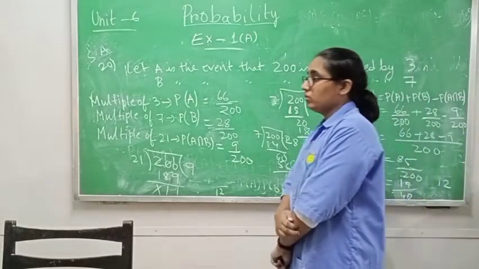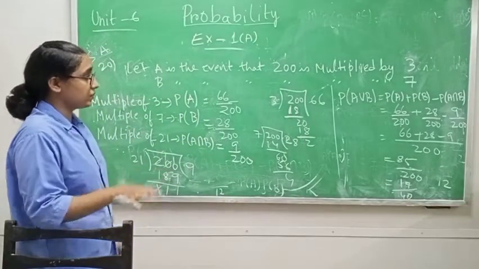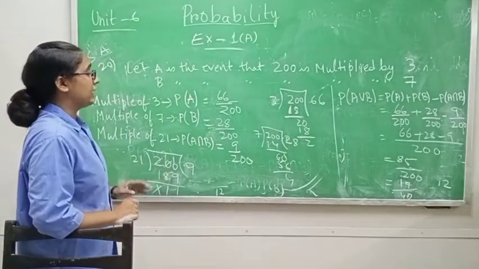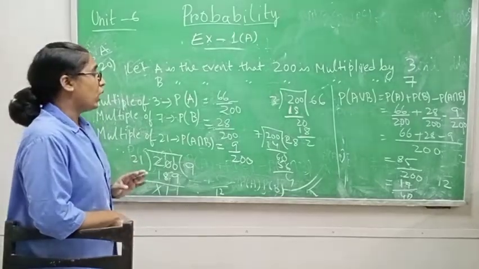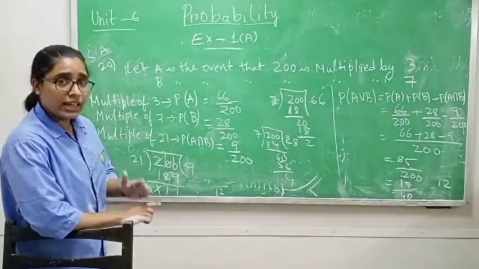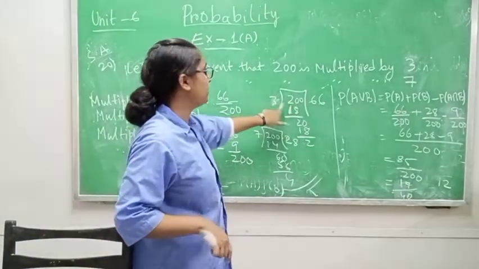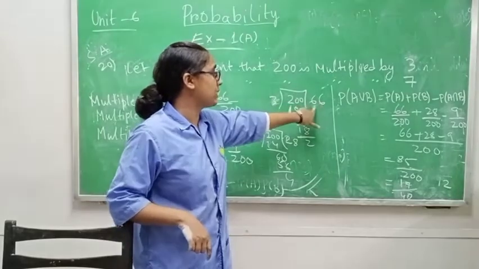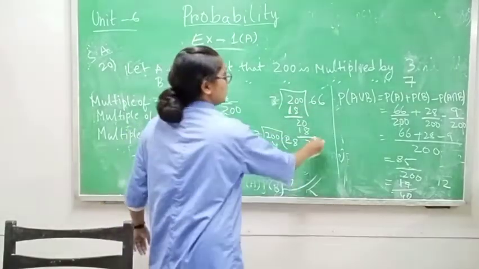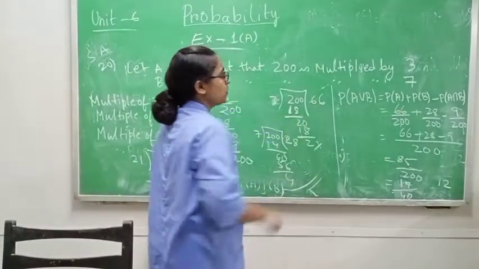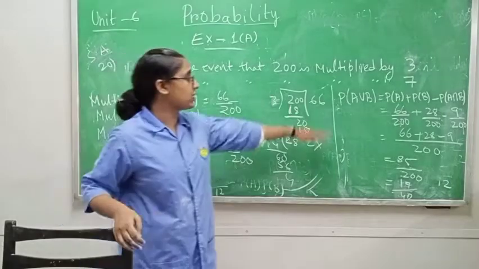Now what will you do? First you have to find multiples of 3. How will you find multiples of 3? How many total numbers are there? 200 natural numbers. So what I am doing, 200 natural numbers are there, first I am dividing by 3 and getting 66 as a quotient, and whatever remainder comes you will not see. Only 66, means the number of multiples of 3 is 66.